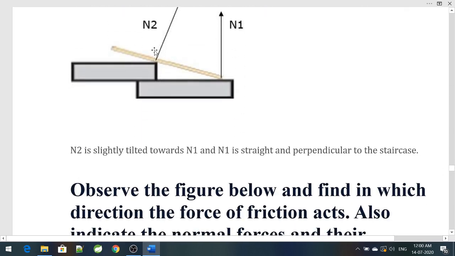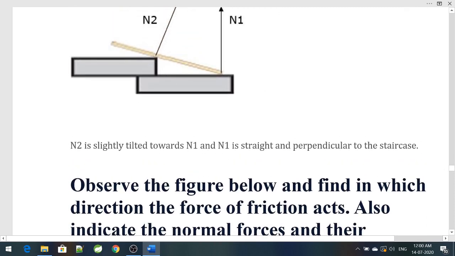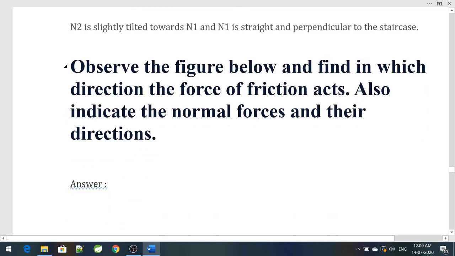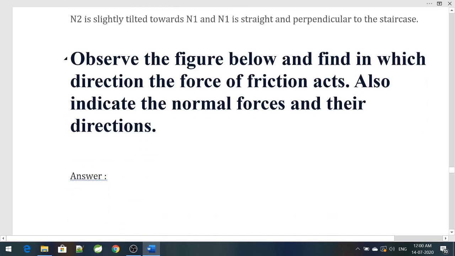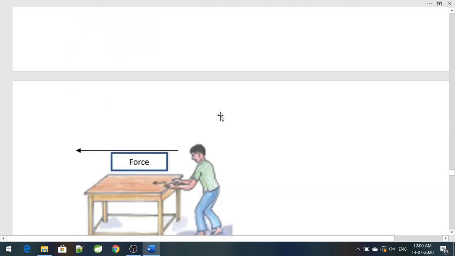Now see, N1 and N2. N2 is slightly tilted towards N1, and N1 is straight and perpendicular to the staircase. Observe the figure below and find in which direction the force of friction acts. Also indicate the normal forces and their direction.